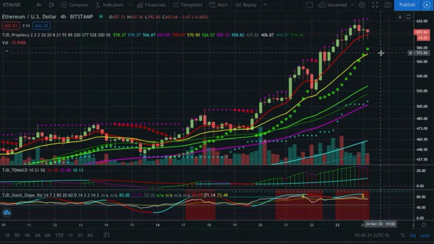The alts will jump up. We've seen XRP, Tezos, or no, not Tezos. What was the other one? XLM, Stellar. Both of those were up like 75% yesterday before hitting a blow-off top.